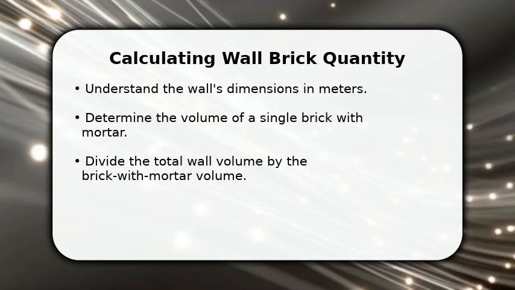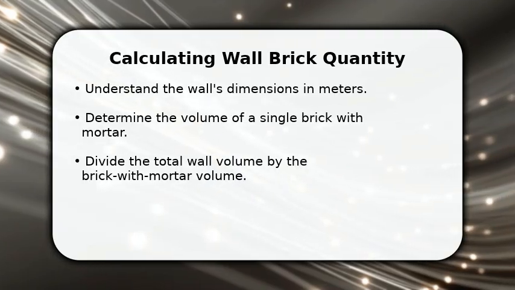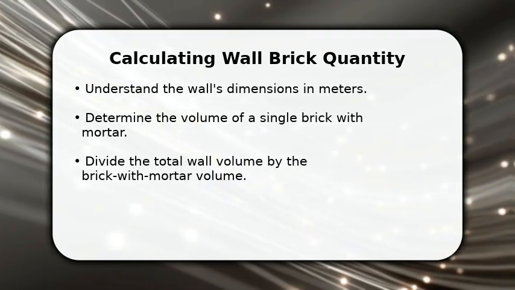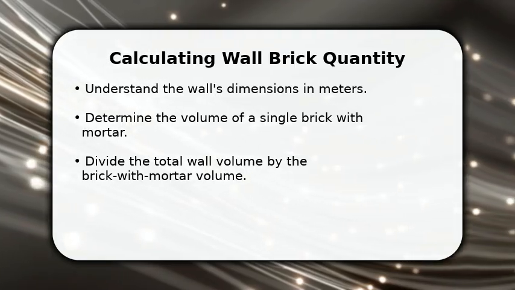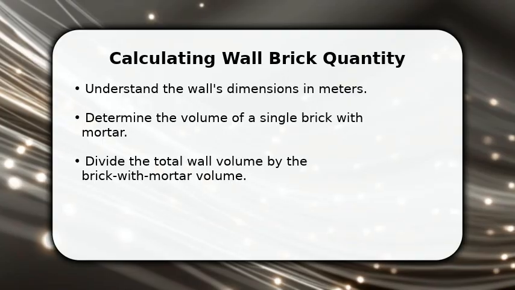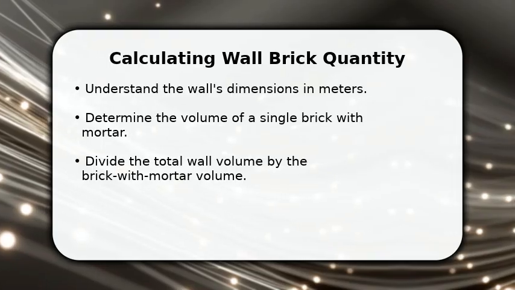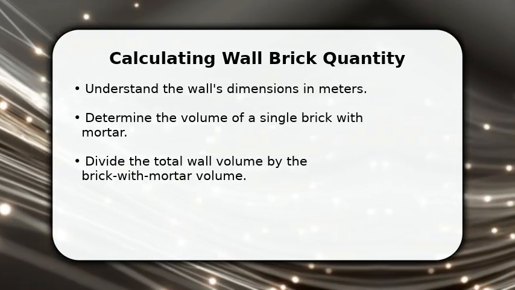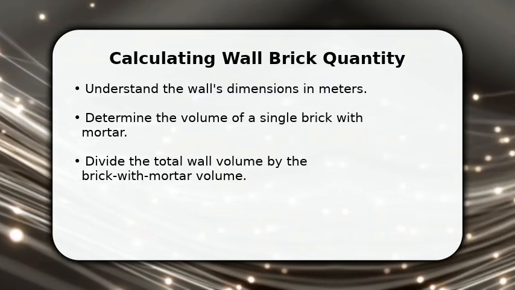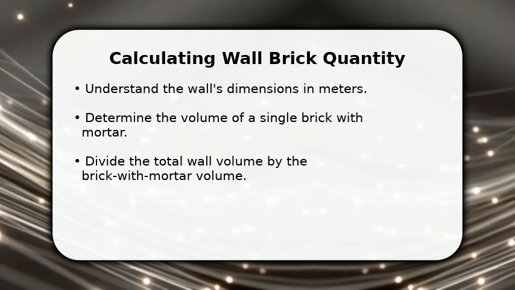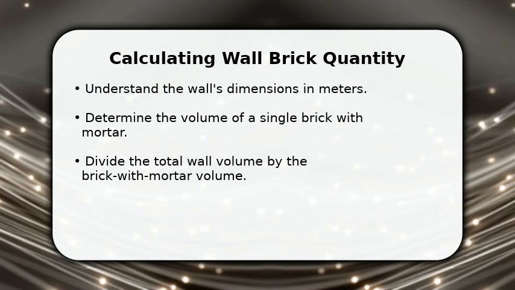Enjoy the video. In this video, I will explain how to calculate brick quantity in a wall in meters using an easy method. First, measure your wall's length, height, and thickness to find its total volume. Next, we will determine the volume of a single brick, including its mortar joint. Then, simply divide the total wall volume by the volume of one brick with mortar. Finally, remember to account for any openings like windows or doors, and add a small percentage for waste.